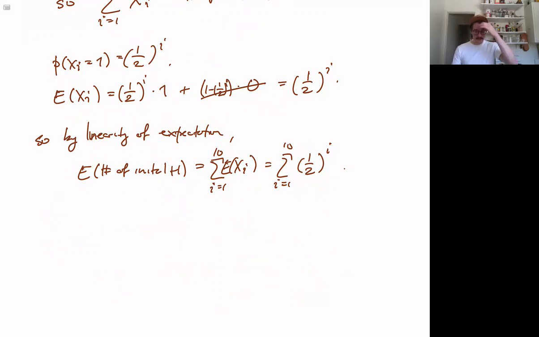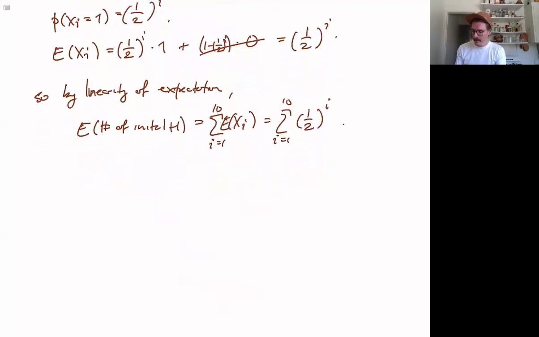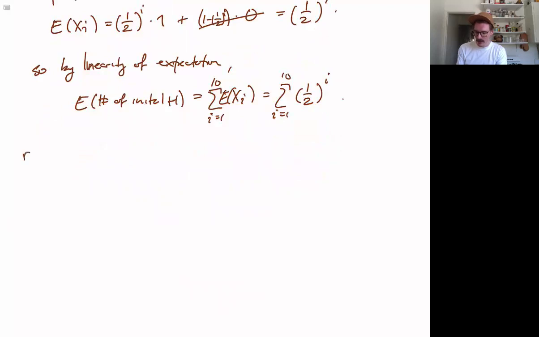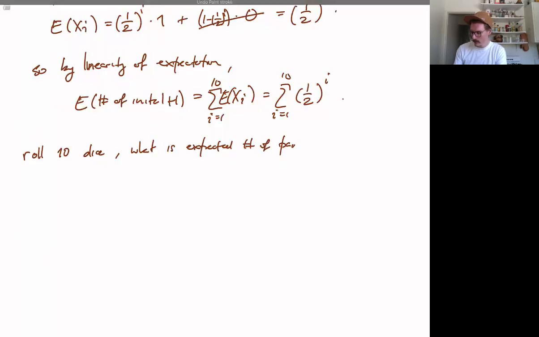So this is the basic idea of using linearity of expectation. Let me give not a full example, but just one more example of how to figure out what these indicator variables are supposed to be doing. There was a problem, I believe, on the practice exam: roll 10 dice. What is the expected number of pairs that add to 7?